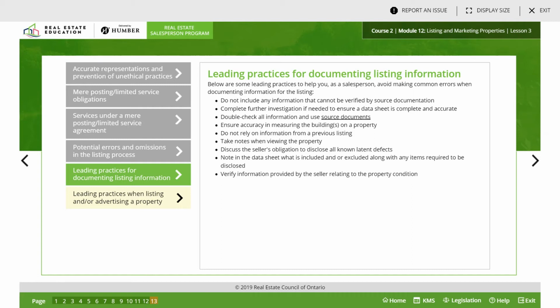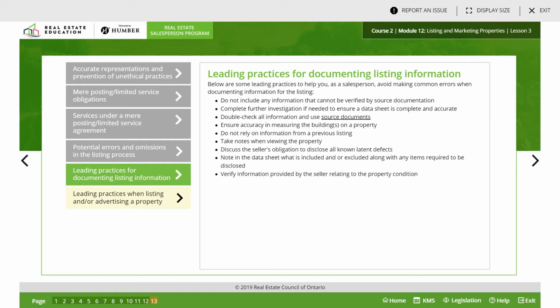What are some of the leading practices for documenting listing information? Avoid making common errors when documenting information for the listing. Do not include any information that cannot be verified by source documentation. Complete further investigation if needed to ensure a data sheet is complete and accurate. Double check all information and use source documents.